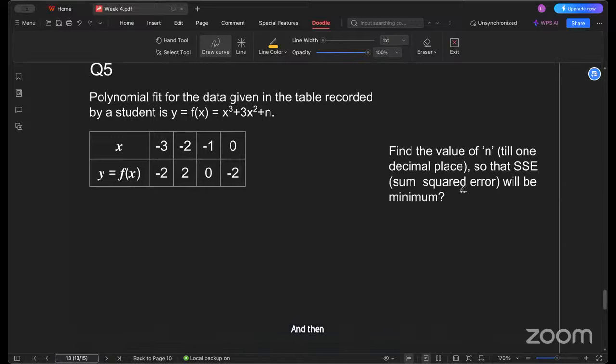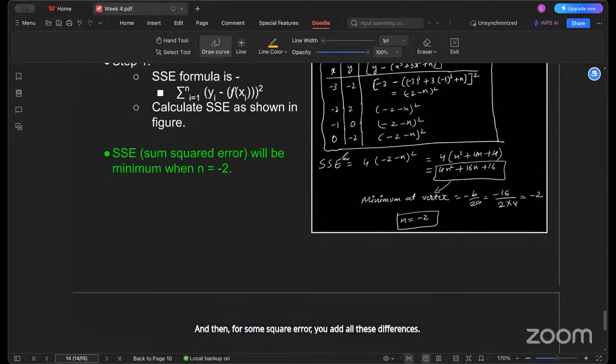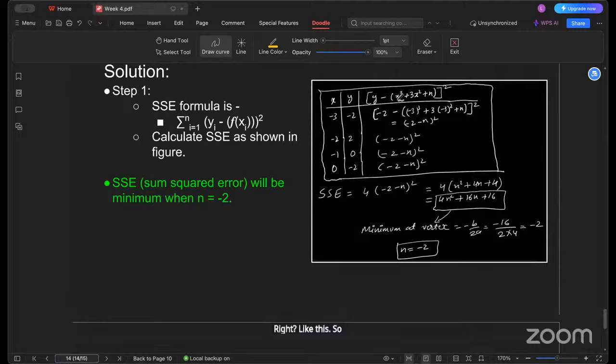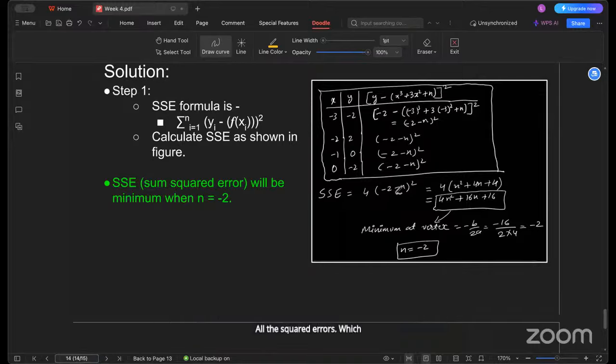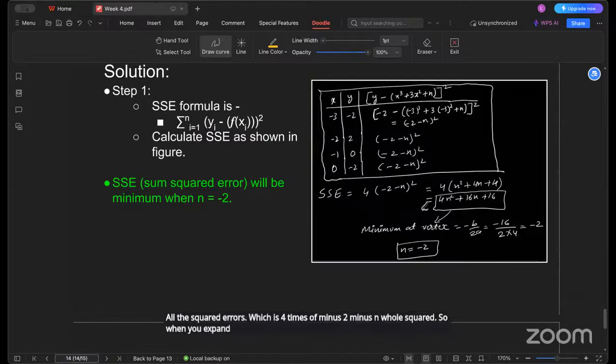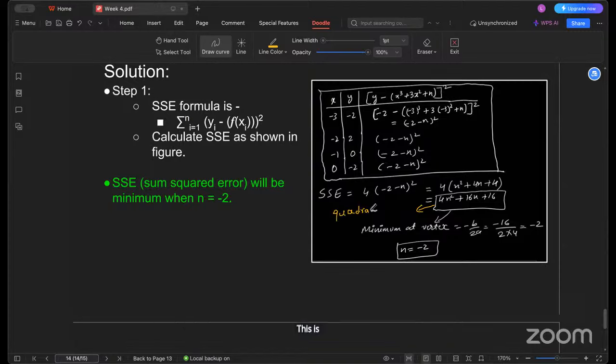And then for the sum squared error, you add all these differences. So y minus this approximate value, squared, like this you find, and then you find the sum of all these values. Sum squared error is the sum of all these squared errors, which is 4 times (minus 2 minus n) whole square. So when you expand, you get a quadratic equation.